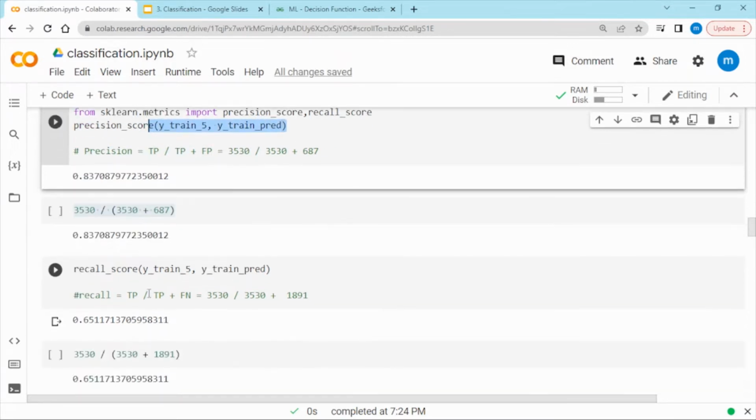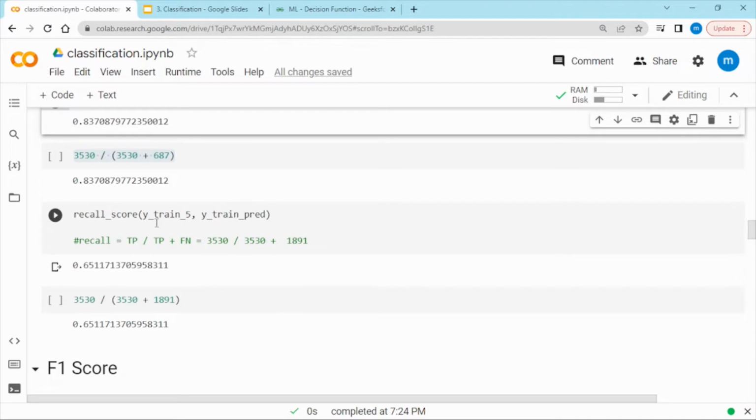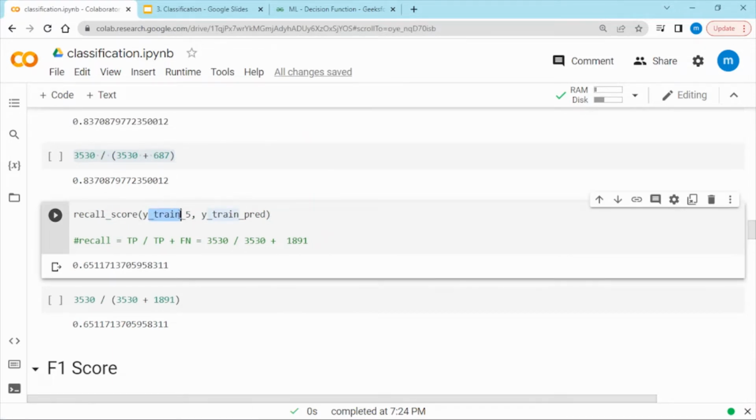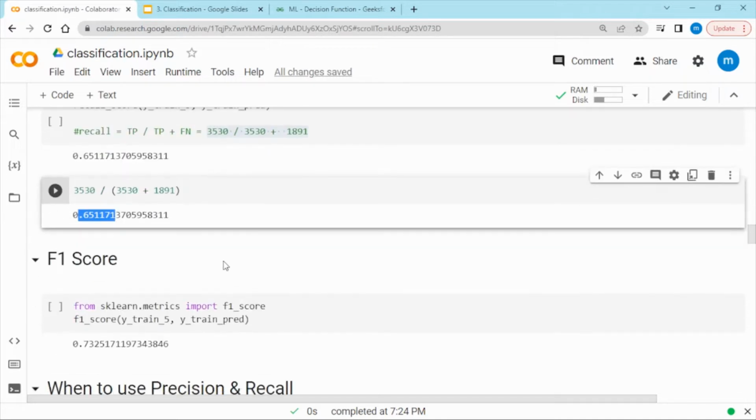Similarly for recall, pass the actual class and the predicted class, and you will get 65% as my recall score. If you want to verify with the formula, it gives the same. As I said, recall is TP upon TP plus FN. If you pass the input to this TP upon TP plus FN, it also gives 65% as the result with the mathematical calculation.